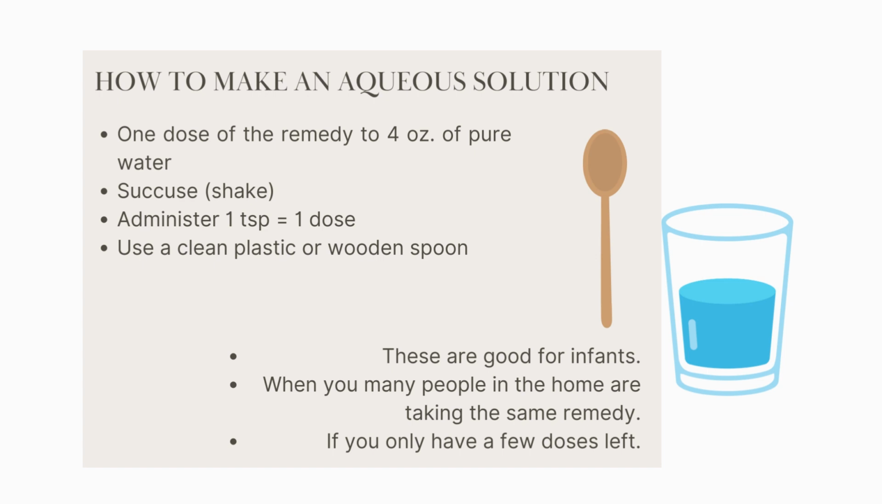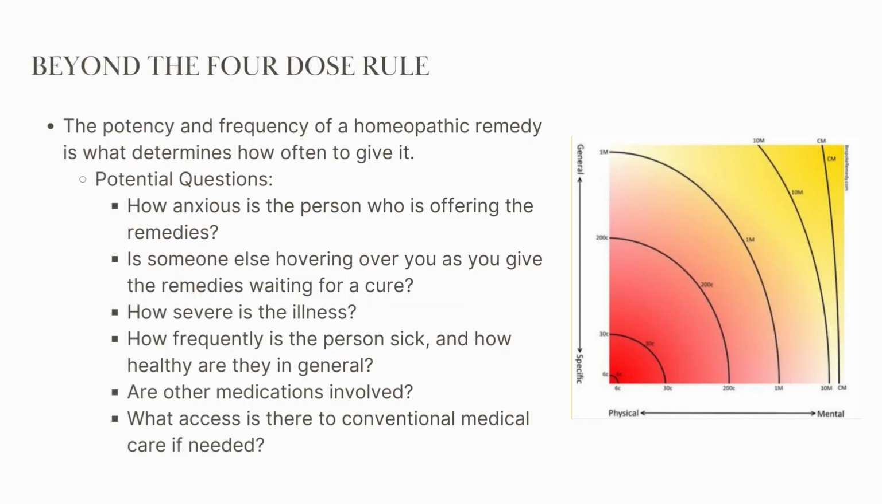Another option is making an aqueous solution. So 1 dose of the remedy to 4 ounces of pure water, succuss, so shake at least 10 times, and then you administer 1 teaspoon as a dose. You want to use a clean plastic or wooden spoon. Why would you do this? It's really good for infants, and it's good when many people in the home are taking the same remedy, or if you only have a few doses left.